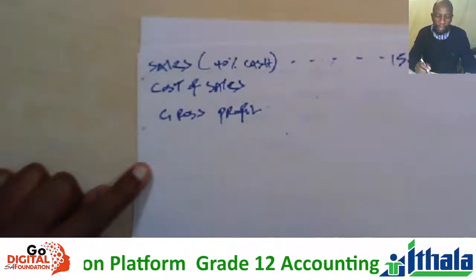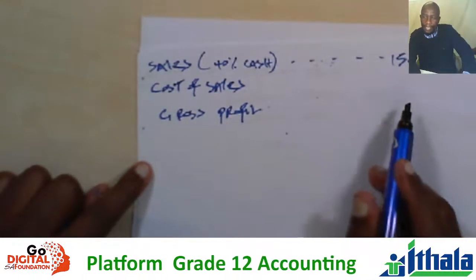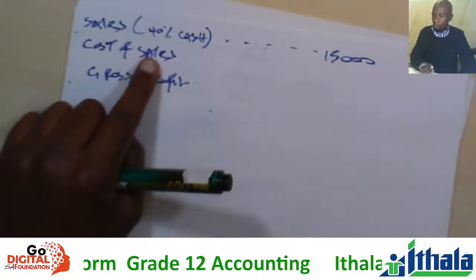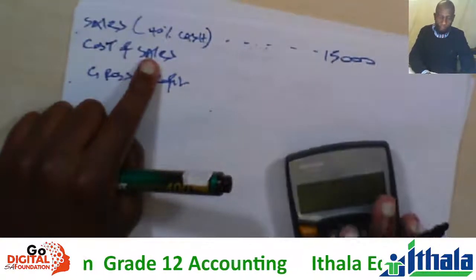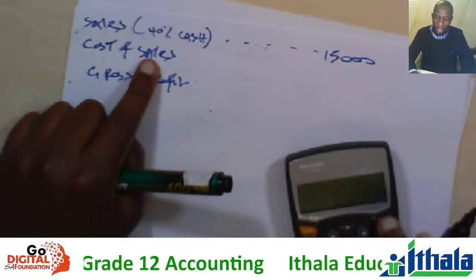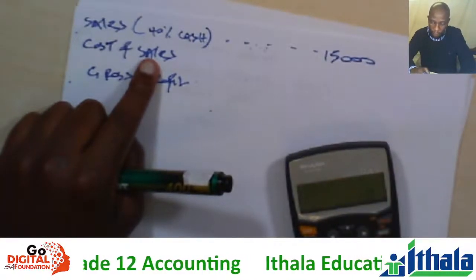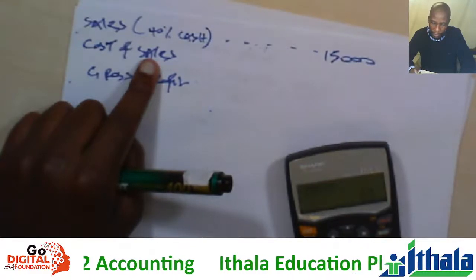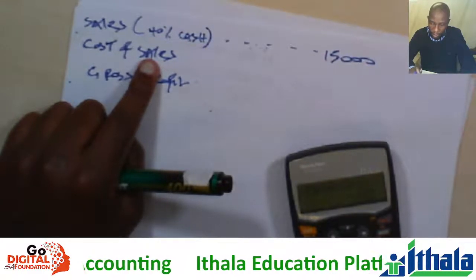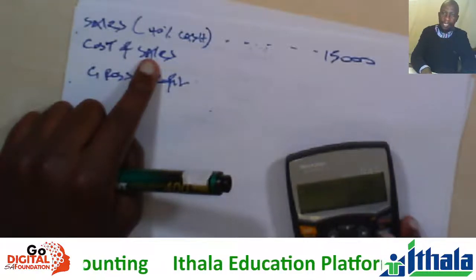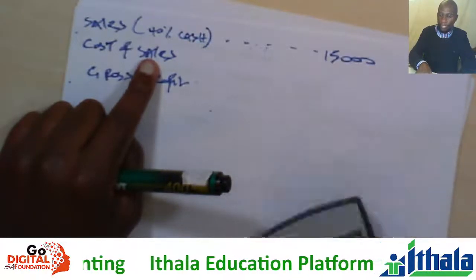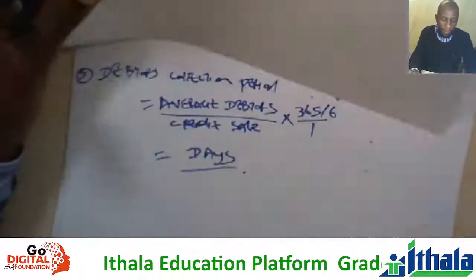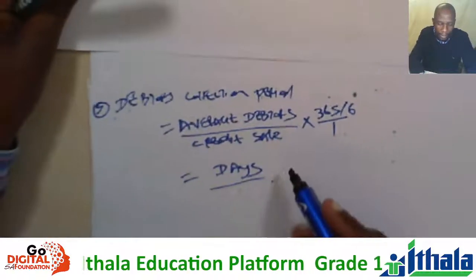You see? So which means the credit sales here, it's what? It is 60% because 40% is cash. So which means these are total sales. So we are saying now 15,000 times 60% divided by 100. So our credit sales will be 9,000. That's how we must calculate the credit sales. Sometimes we won't be given. So your answer is something days.